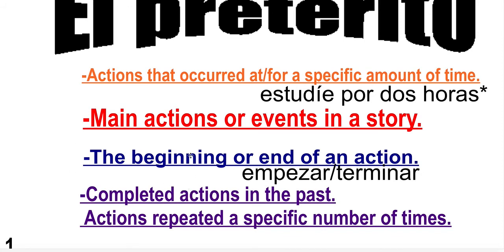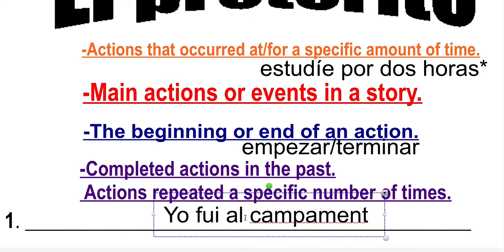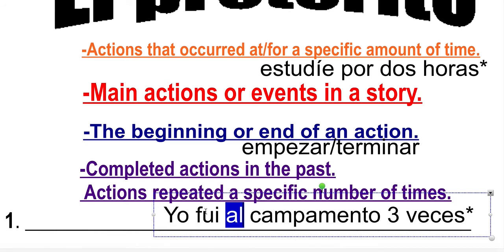Did it happen once? The last thing also would be an action that's repeated a specific number of times. So if, for example, you went to camp 3 times in your lifetime, you could say in the preterite tense, yo fui al campamento. Let me write this down here. Fui al campamento 3 veces. This 3 times is what makes it specific. So if it's a specific number of times, I have to use the preterite tense.